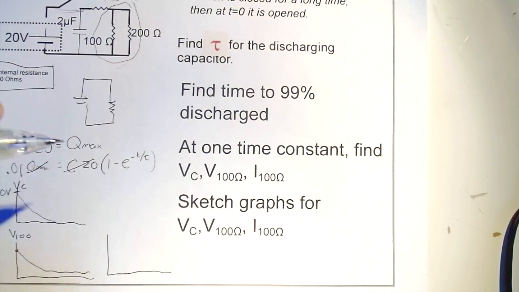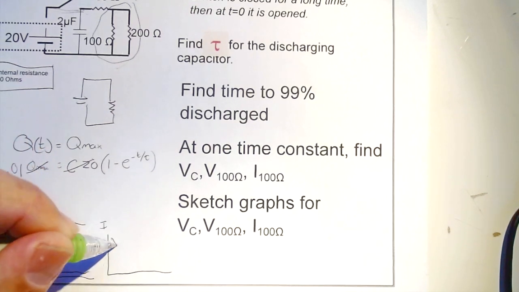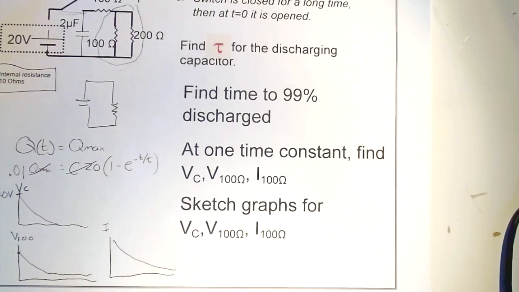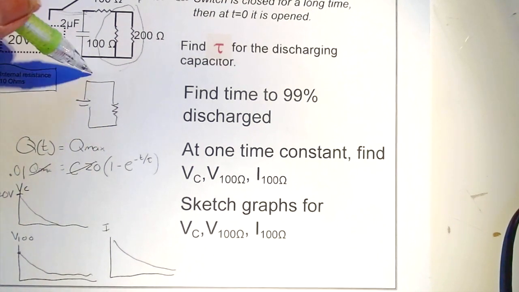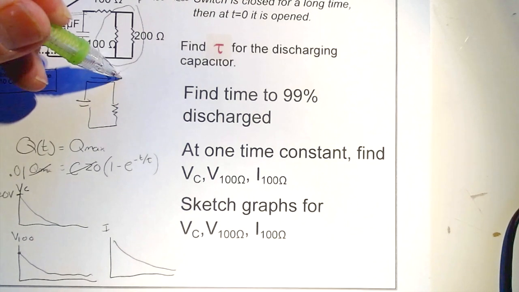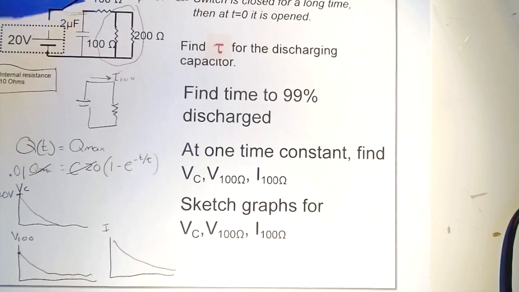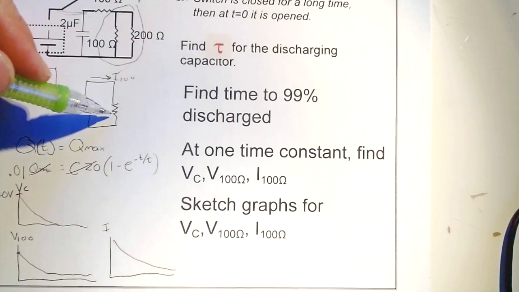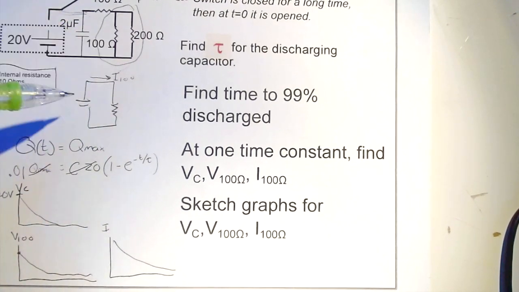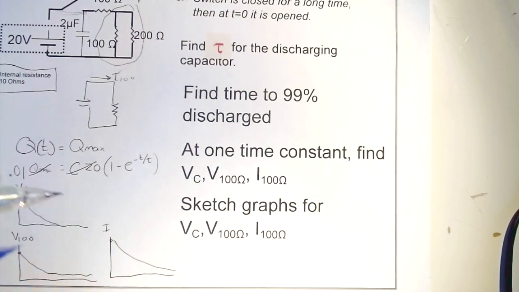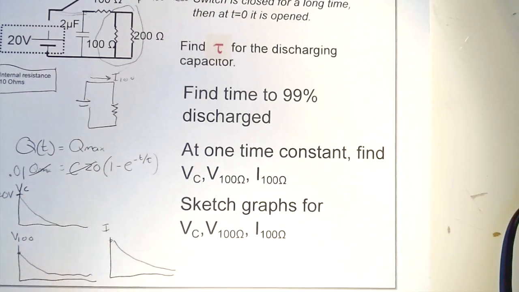VI100, it's going to have that exact same approach, because as soon as you open this up, current is going to flow through this equivalent. That's going to be the same as I100, right? Whatever goes through there has to go through that entire equivalent. And as soon as you open, charge is going to be flowing that way. So there's going to be your current, and it's going to decrease over time. Current always is going to end up decreasing over time in an RC circuit.